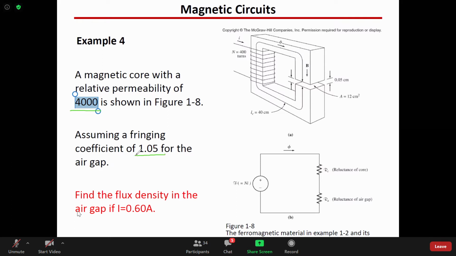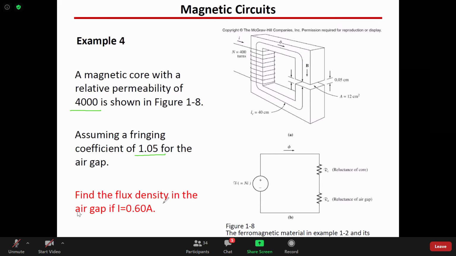Do you remember the fringing coefficient? Or the fringing effect? The increasing of distance or the cross-sectional area. Yes, in the air gap. Now what we are saying here is that the cross-sectional area is more because we have this effect. So the air gap effective cross-sectional area is more than the core cross-sectional area by 5%, which is 1.05.